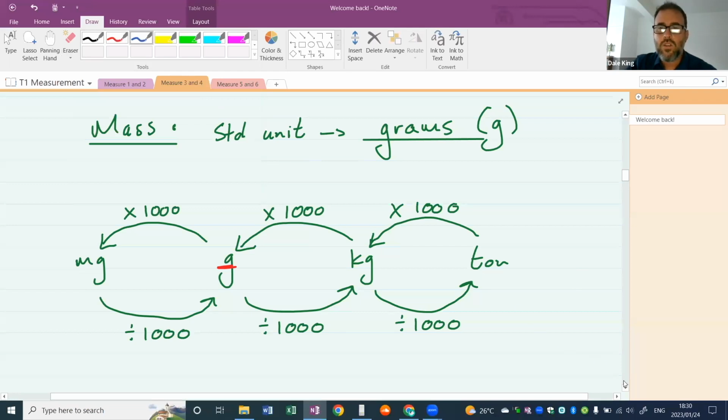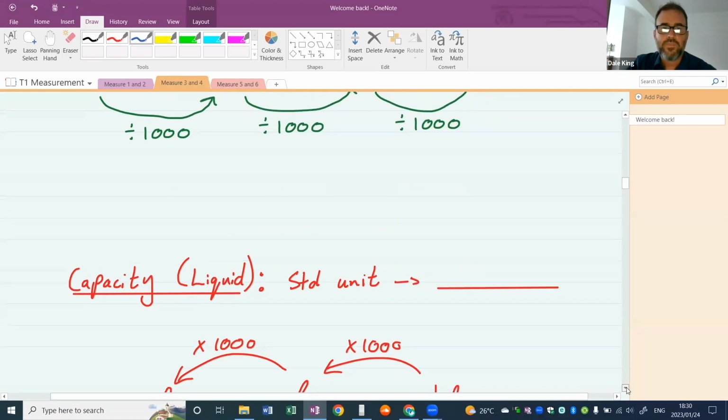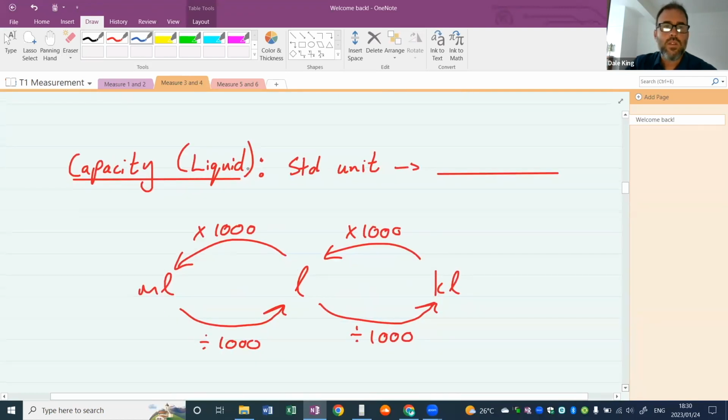So let's have a look at the third unit of measurement that we often deal with. Now, this is called capacity.